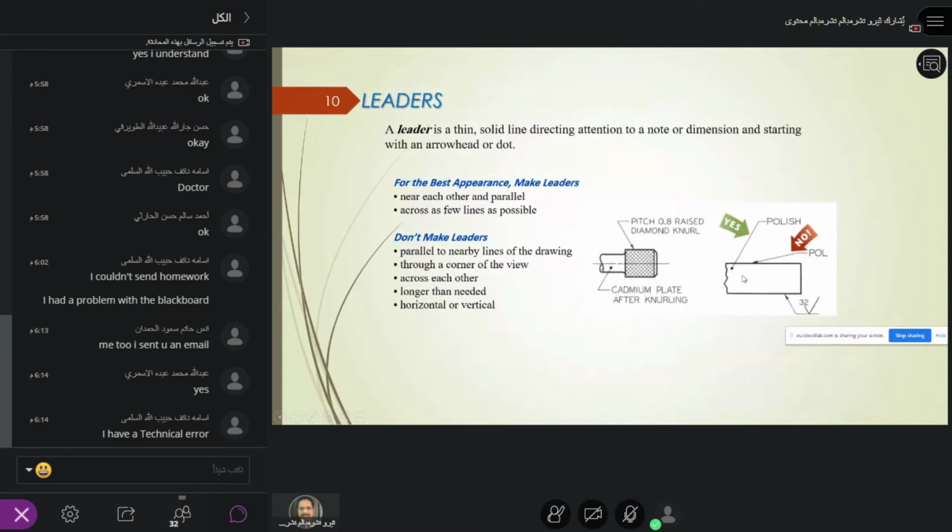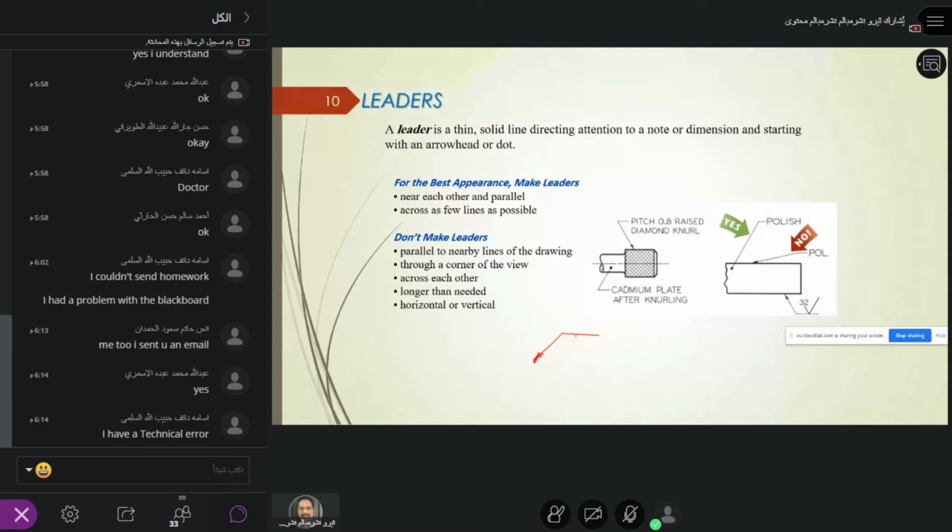Then a leader. A leader is a thin, solid line directing attention to a node or dimension and starting with an arrowhead. Anybody who's using Microsoft Word will know the leader, right? This is an option given in Microsoft Word. Very similar here. So suppose you want to show some features. What you do, this is the leader.